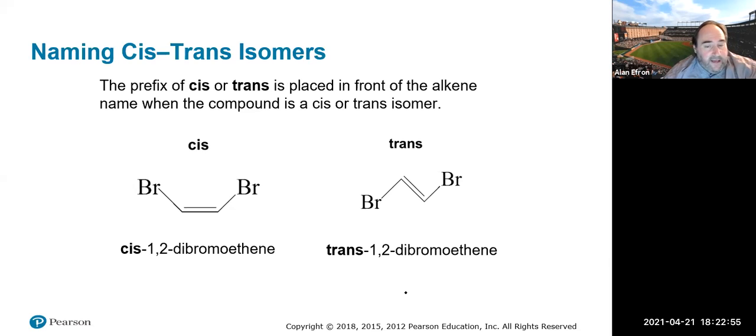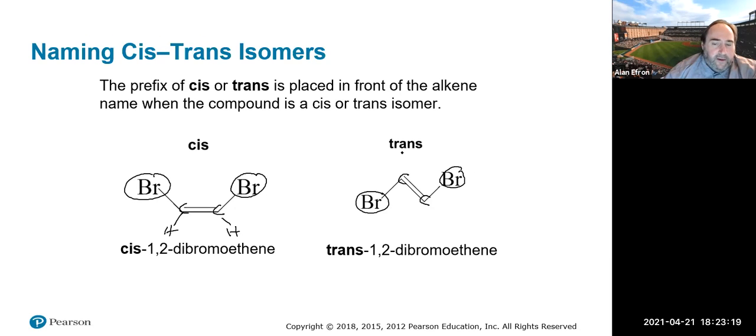Again, we do add the prefix either cis or trans to the naming of it. And this is what it looks like in line formula here. Double bond would be here. Again, the bromines are above. There would be hydrogens on the bottom. Here, again, double bond right there. We have one bromine above the double bond, one bromine below the double bond, which gives us our cis and trans. Any question on those two?